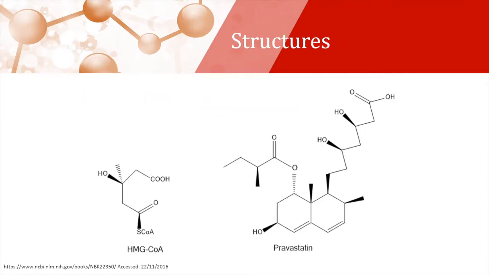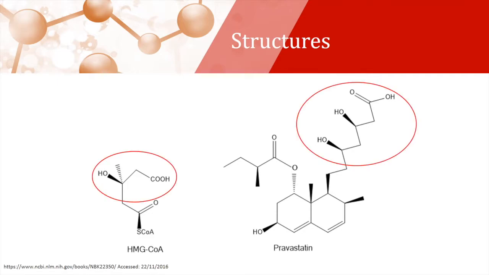Here are the structures of the natural substrate HMG-CoA and pravastatin. As you can see, they are structurally similar. The hydrolyzed lactone ring on pravastatin mimics a tetrahedral intermediate produced by HMG reductase on HMG-CoA. This allows pravastatin to bind to the active site with a much greater affinity than its natural substrate.